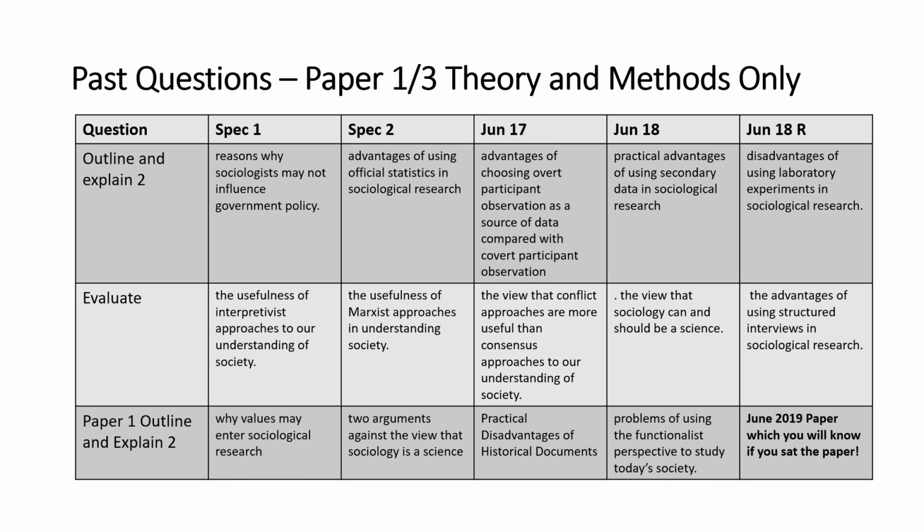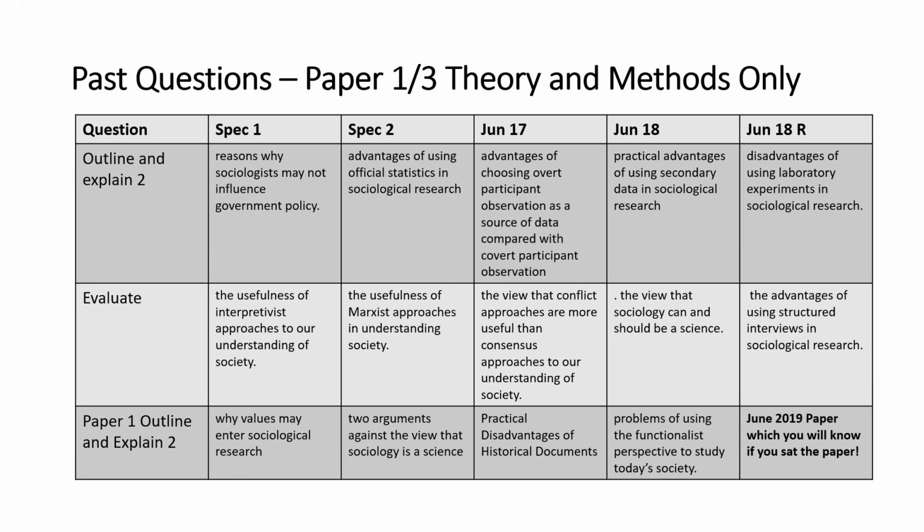It doesn't mean that they won't ask those questions again, because they haven't tested students on those questions, so they could potentially come up again. Paper 1, which wasn't leaked, question 6: 2 problems of using the functionalist perspective to study today's society. If you apply that across, so 2 problems of Marxists, 2 problems of feminists, 2 problems of interactionists, 2 problems of postmodernity. Lots of different question types you could get on that, which I think is quite a broad question there.